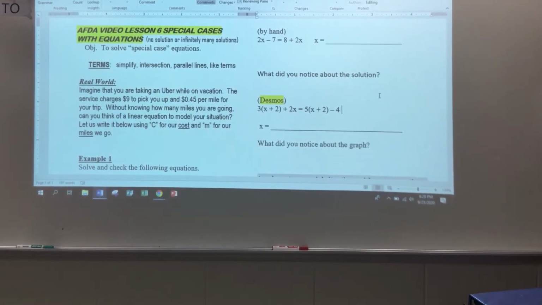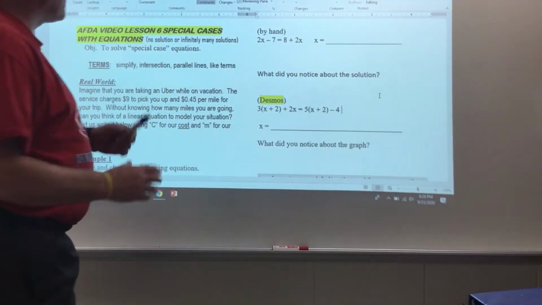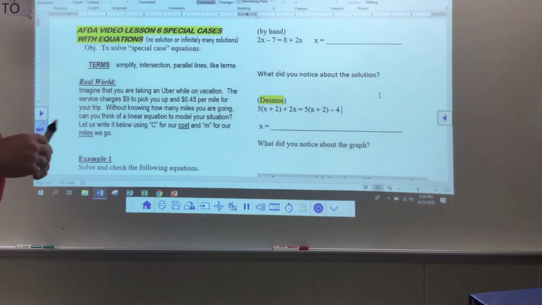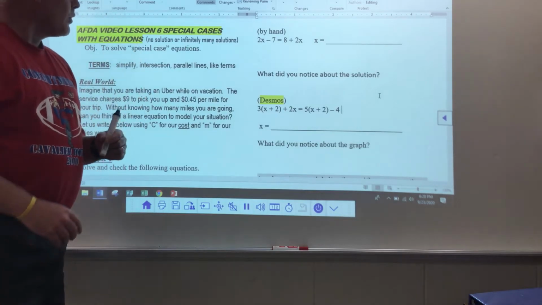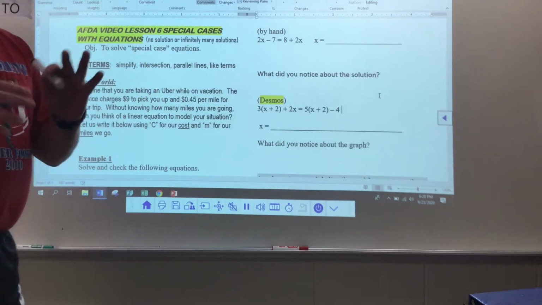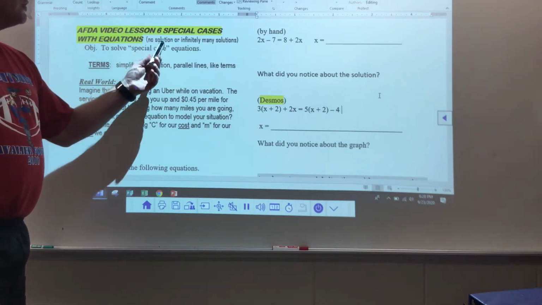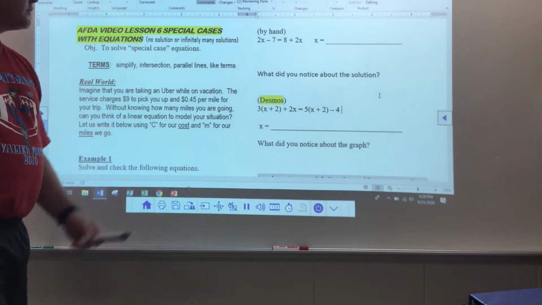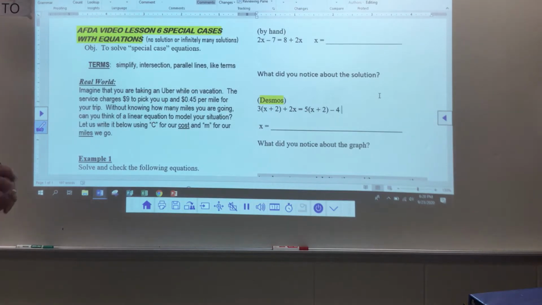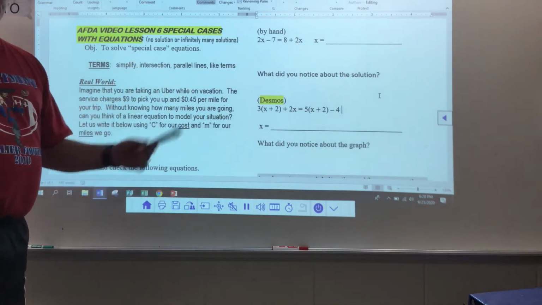Okay, class, welcome to our video lesson 6, and today we're going to be talking about special cases with equations, and we're going to look at equations that have some different answers than we've been exposed to before. We're going to be talking about no solution or infinitely many solutions. Our objective for today is we want to be able to solve special case equations.